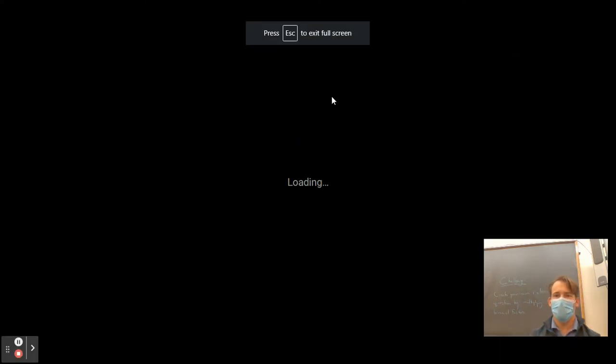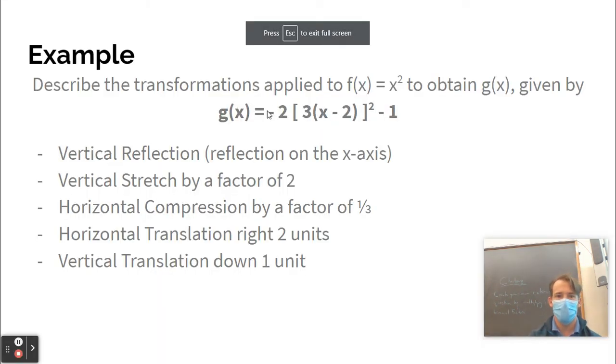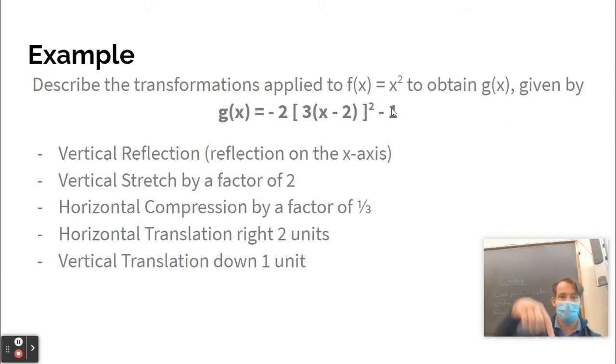All right, so let's take a look at combinations of transformations. If we have a function like this, where f of x is equal to x squared, and we want to create a new function, g of x. What we're going to do to this function is multiply every output by -2. We're going to multiply our inputs by 3. And we're also going to translate this function 2 units to the right. And we're going to translate it 1 unit down.